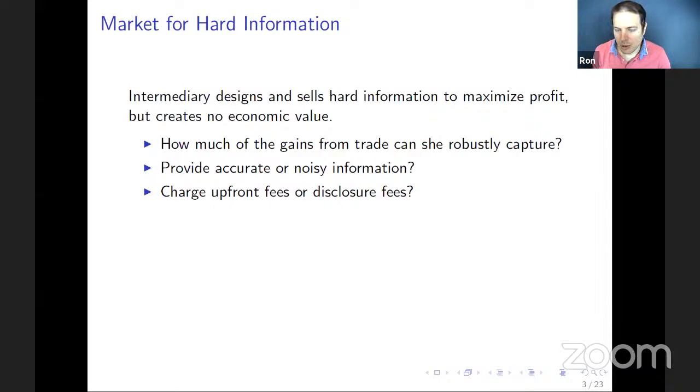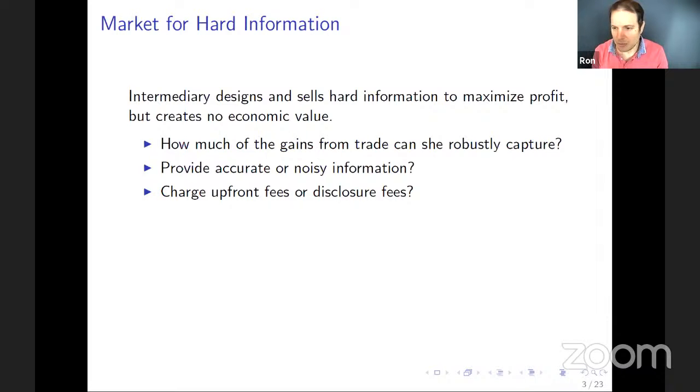And then what kind of information provision would she use in order to attain this, right? Should she provide accurate information, as accurate information as possible? Should she provide some noisy information? And then what kind of fees should she charge for these services? Should she charge upfront fees before the information is provided? Should she charge fees only after the information is provided to the agent, but then only when the agent wants to disclose that information? These are the kinds of questions that we're going to address.